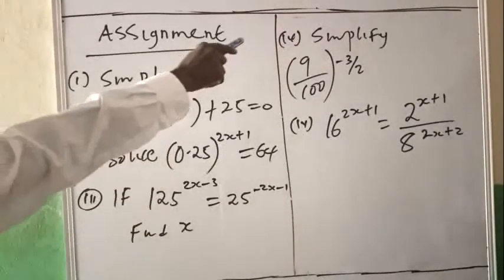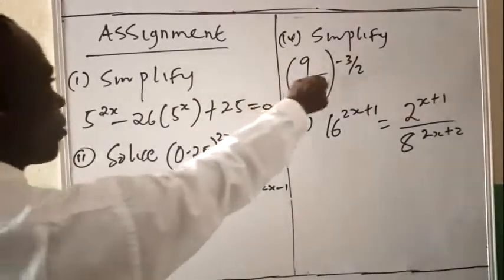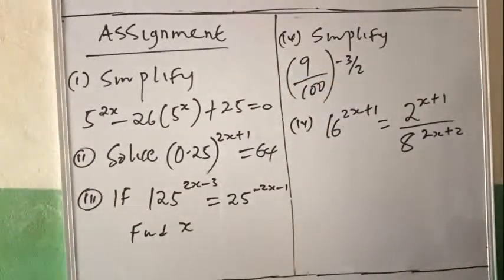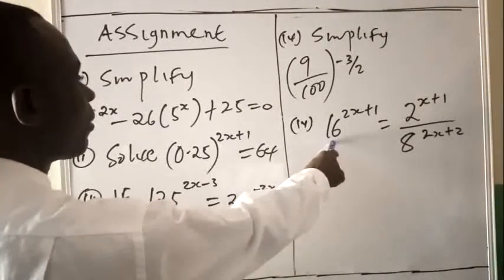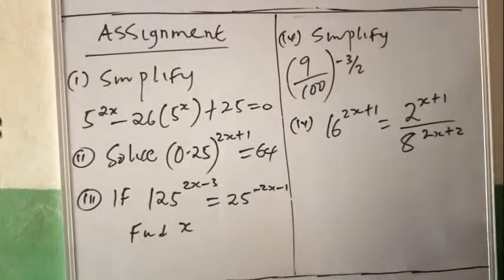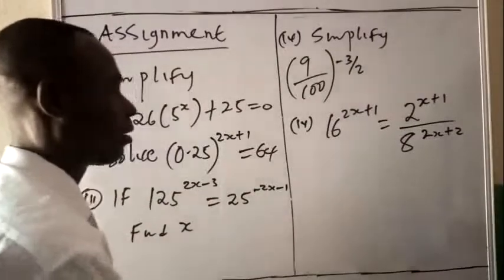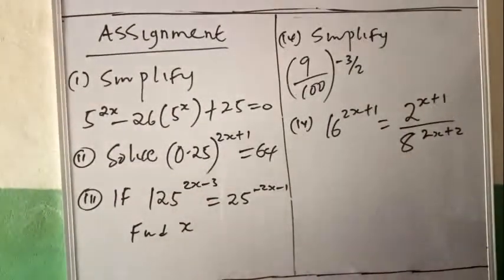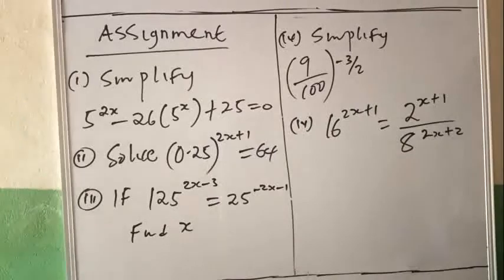Then 4, we are asked to simplify 9 over 100 raised to the power of minus 3 over 2. Then 5, 16 raised to the power of 2x plus 1 is equal to 2 raised to the power of x plus 1 over 8 raised to the power of 2x plus 2. So copy these assignments and solve them, get the answer. Follow the procedure that I've taught.